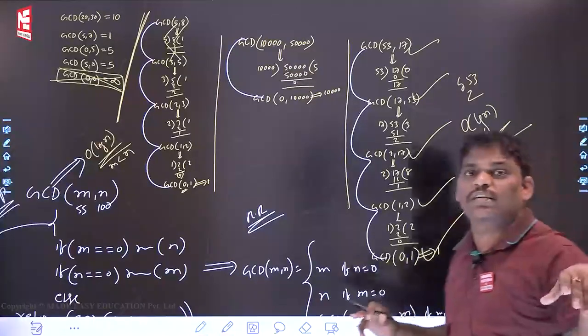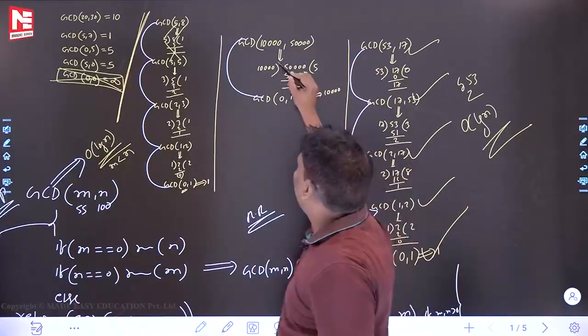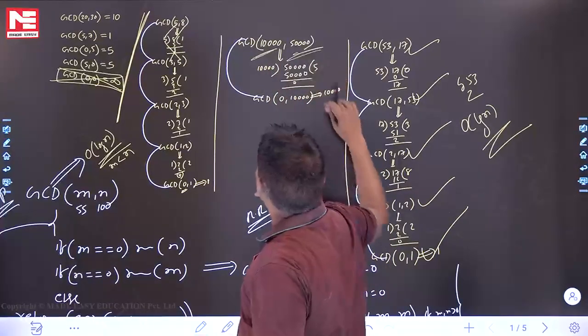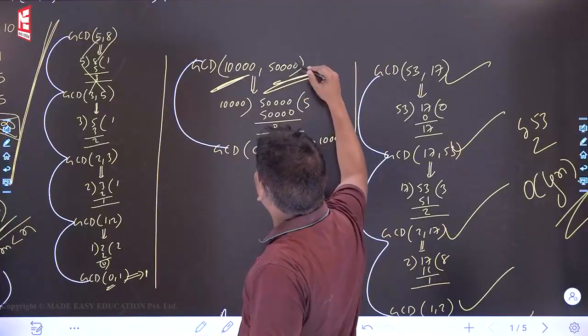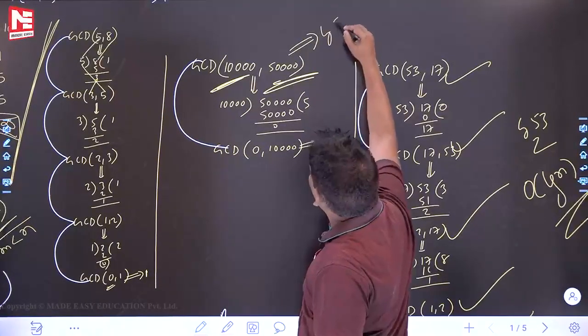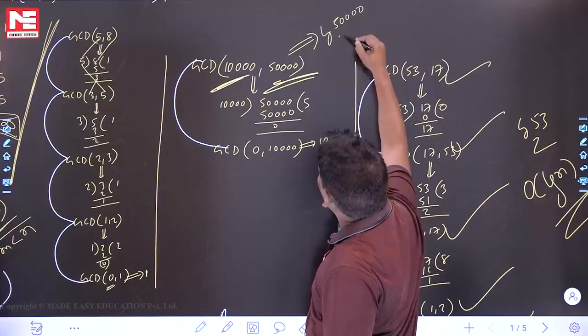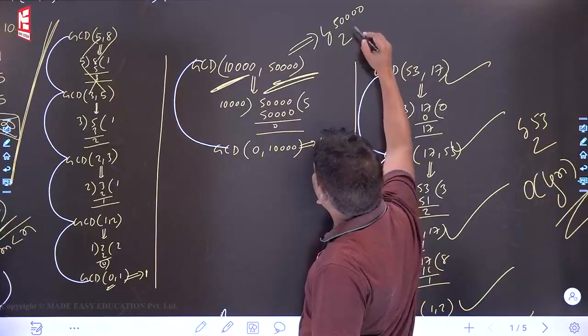But see the one more interesting line. See, there is one nice logic. Can you help me now? Take 10,000 and 50,000, a big number. I have to explain this also. 10,000 and 50,000, who is the big number? 50,000. What is the log of 50,000 base 2?